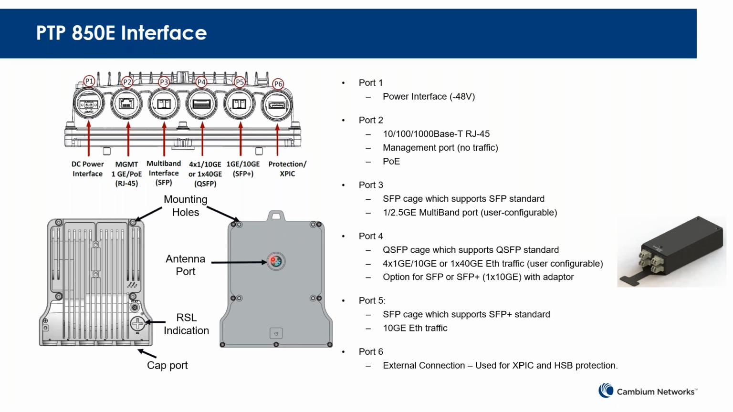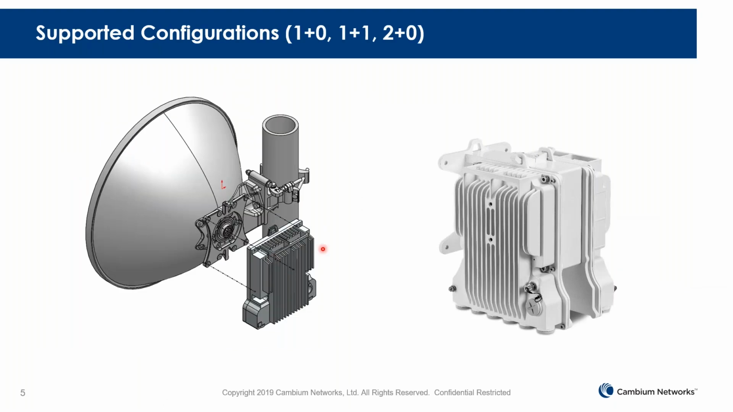This is how the radio looks when you do the installation. You direct mount the antenna, and that's very simple. When you do the 2+0 configuration, we have the mediation device here. You can put the radios side by side and directly attach them to the antenna.